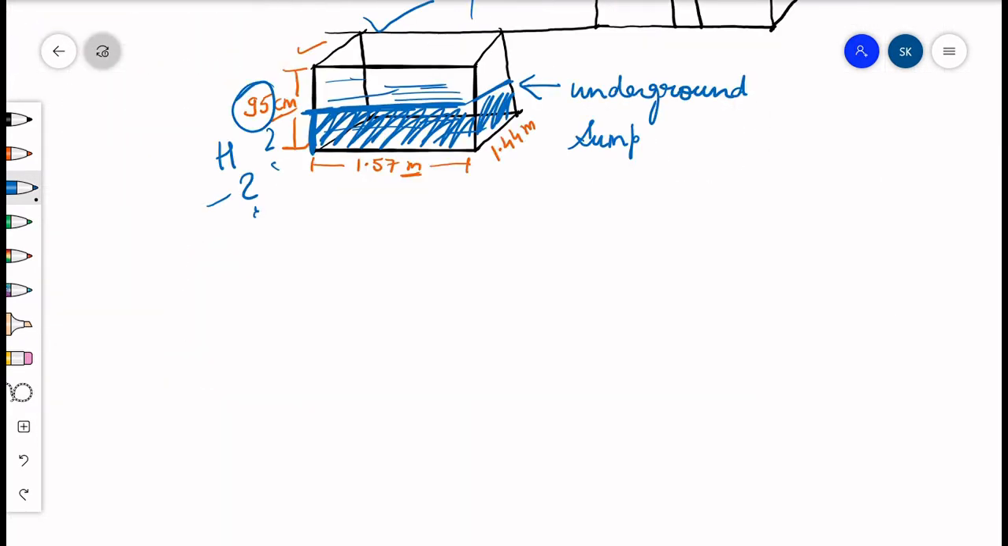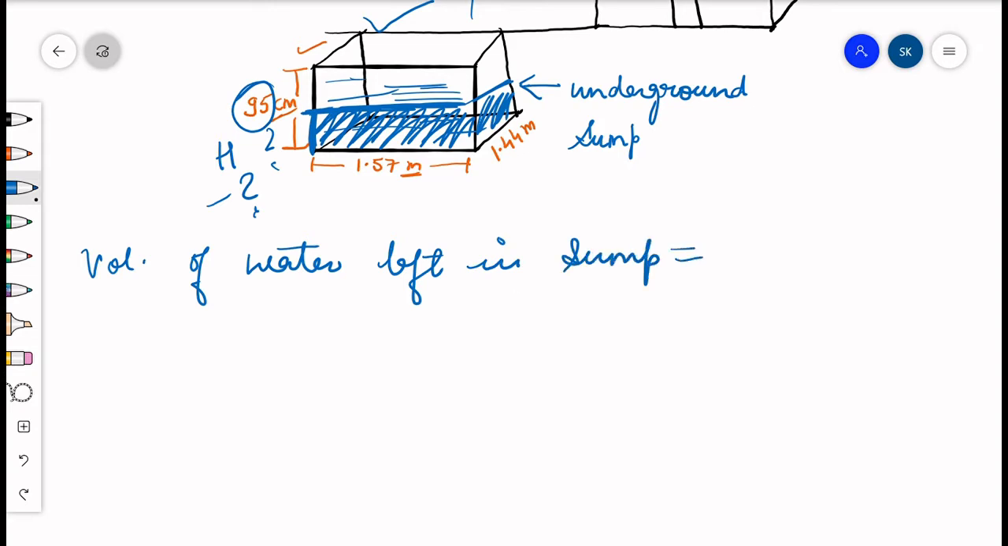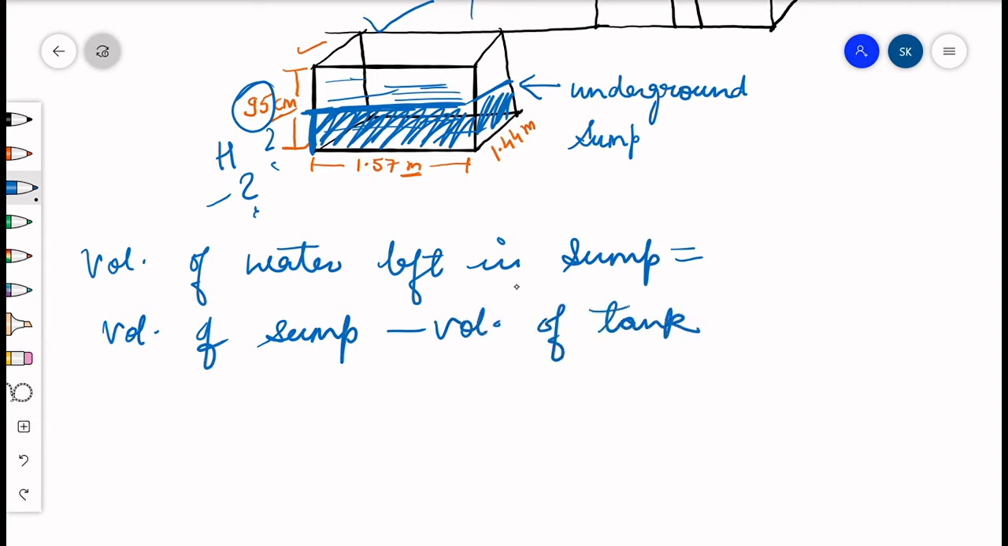So, the volume of water left in the cuboidal sump will be equal to the volume of the sump minus the volume of the tank, which is in the form of a cylinder. Okay, so now the first thing is we'll find out the volume of the sump.